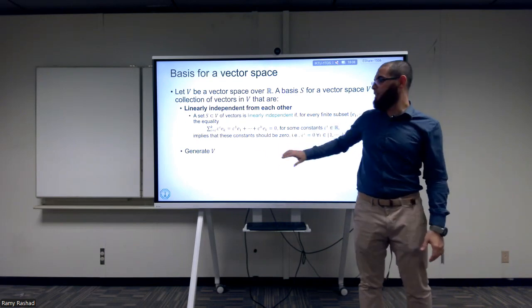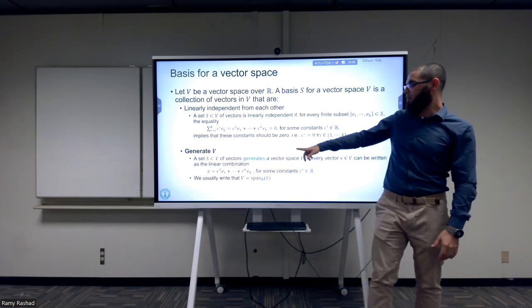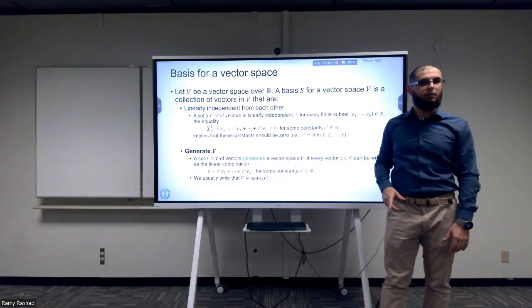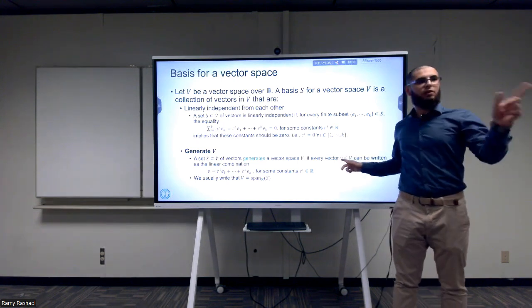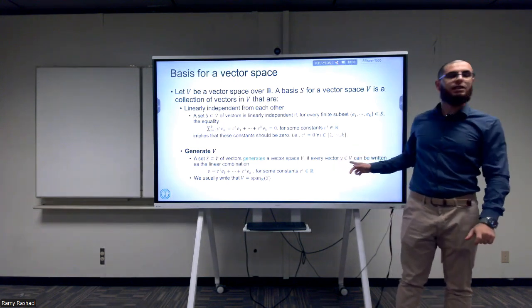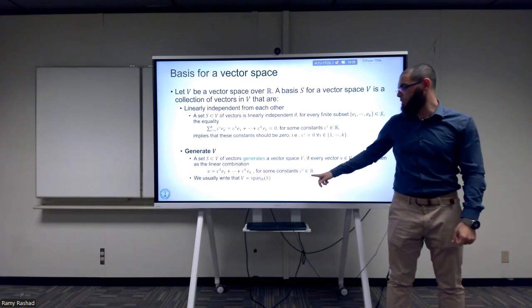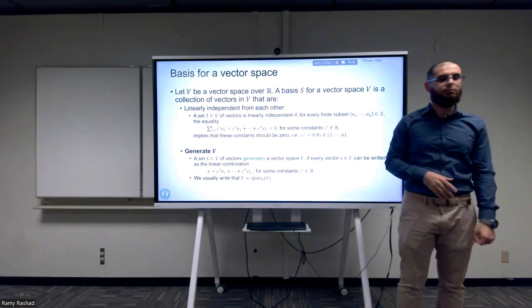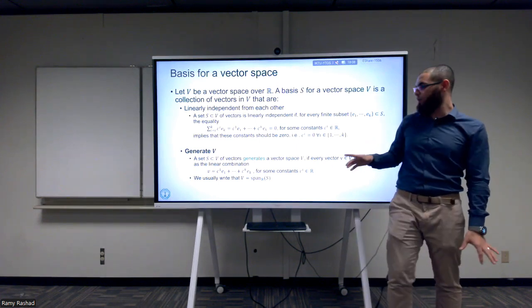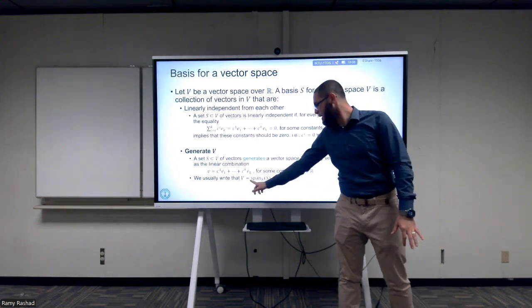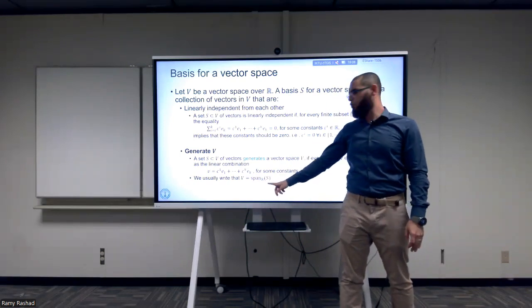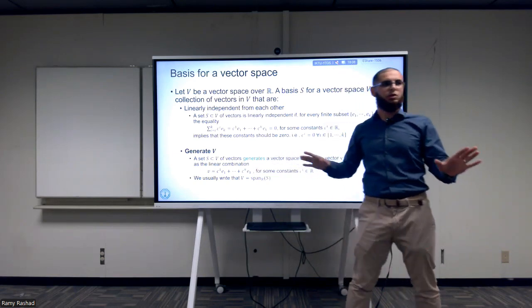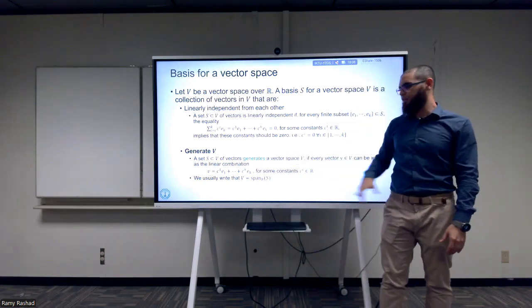What is the second condition? That they should generate V. If a set S generates a vector space V, if every vector in V, I can write it as a linear combination for some constants, in terms of E1, E2, and E3 up to Ek. And in this case, we usually say, if this is the case, we write that V is spanned by S. And usually we introduce the field that this is a vector space over just to be consistent. Have you seen this before also?